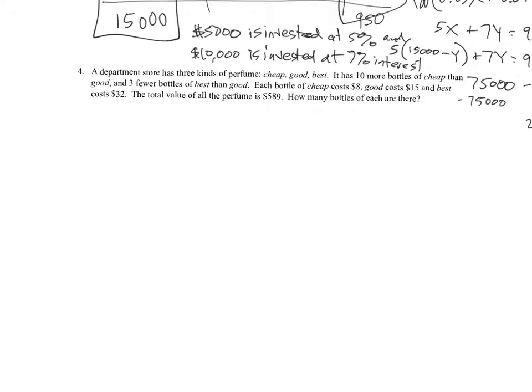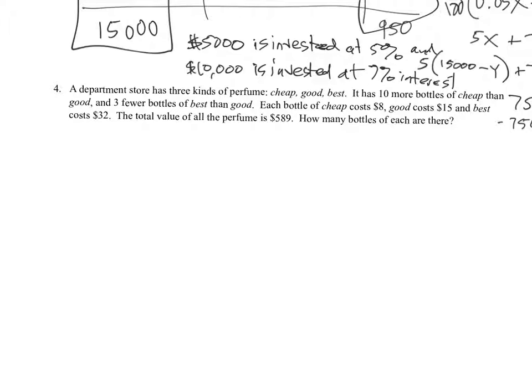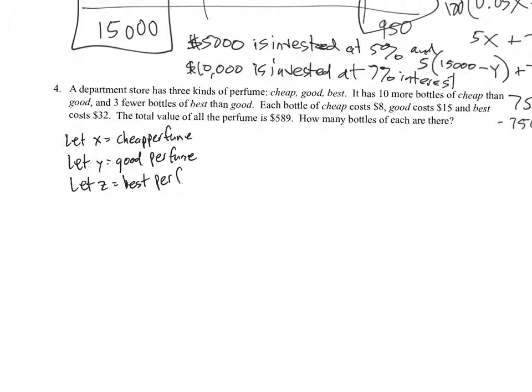All right. So here, this is kind of an interesting one. A department store sells 3 kinds of perfume: cheap, good, and best. It has 10 more bottles of cheap. So this is like three equations, because they're saying how many bottles of each there are. All you need to do is say, let x equal cheap perfume, let y equal good perfume, and let z equal best perfume.